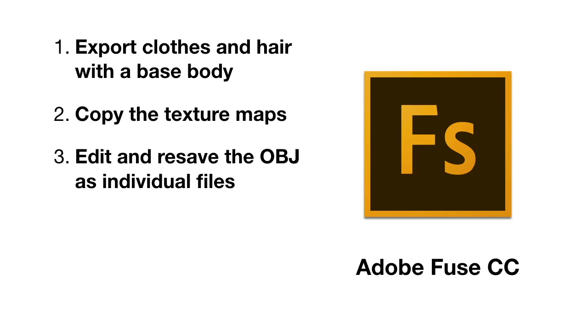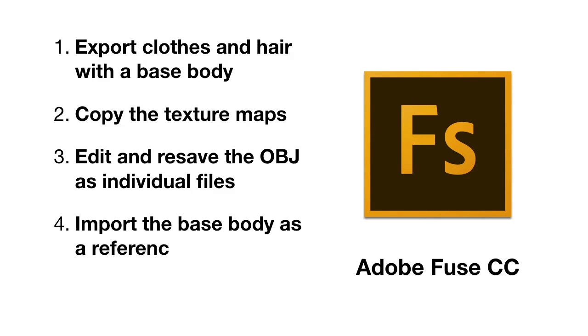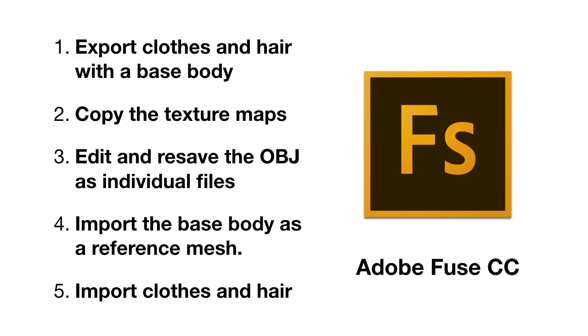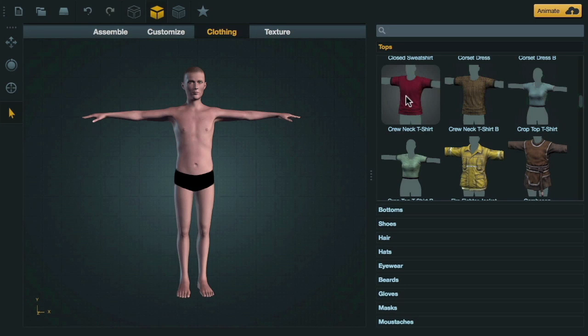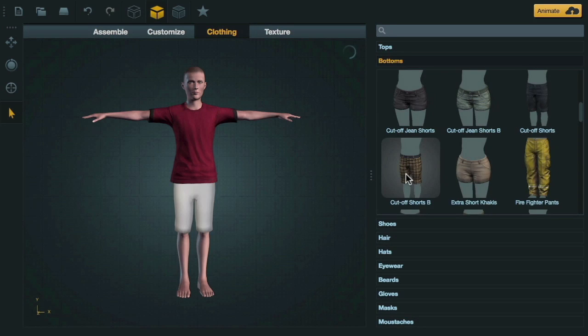And this time we'll need a basic 3D program to edit the OBJ and split up the body and clothing as separate files. We'll import the base body and assign it as the reference mesh for the clothing and hair. Finally, we'll use the Clothing Import Wizard and edit the clothing's default substance settings. In Mixamo Fuse 1.3, I've loaded the base body and am adding clothing and hair I want to transfer to Adobe Fuse.